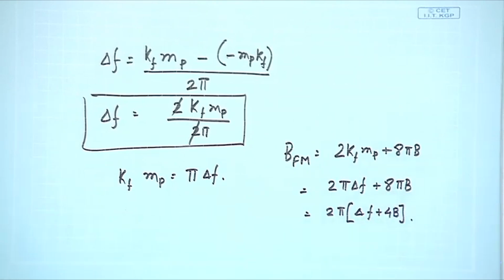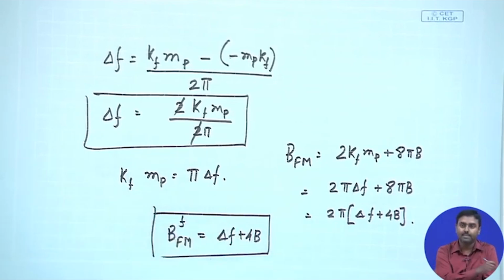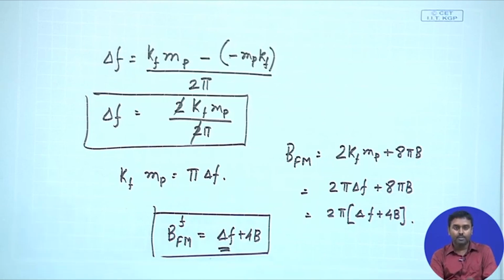So this B_FM was in the omega domain. If I wish to get that FM frequency band in the f domain, I have to divide by 2 pi. So this B_FM in the frequency domain, let us call that f, should be del f plus 4b. This is the fundamental relation that we are getting: the FM bandwidth is due to this frequency deviation that is happening, and the 4b is related to the bandwidth of the message signal.